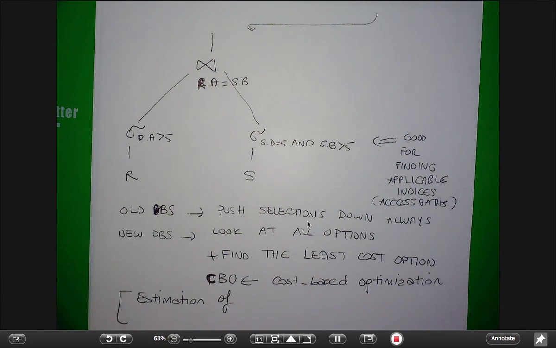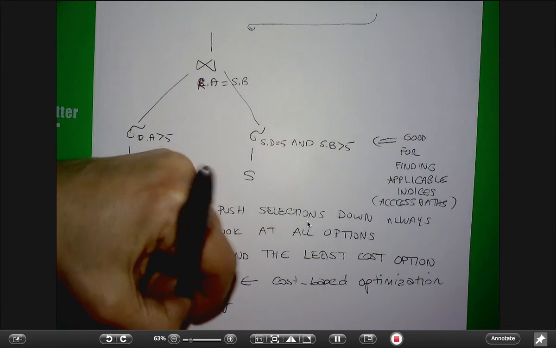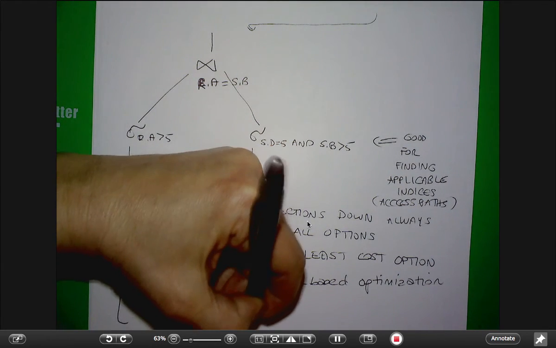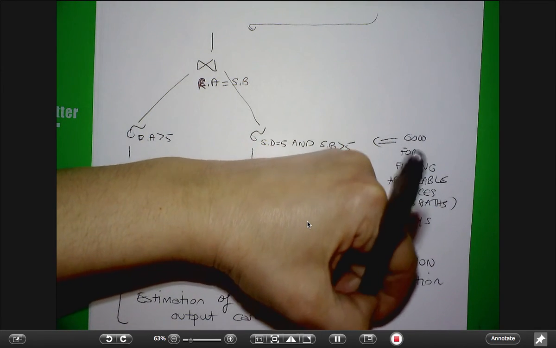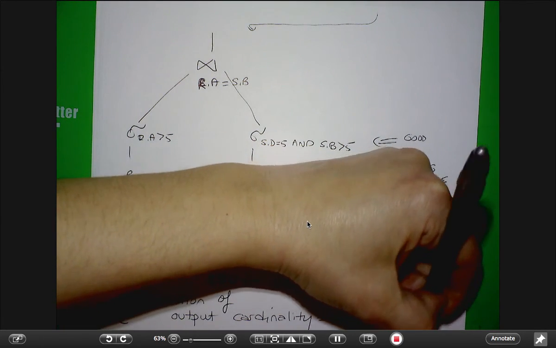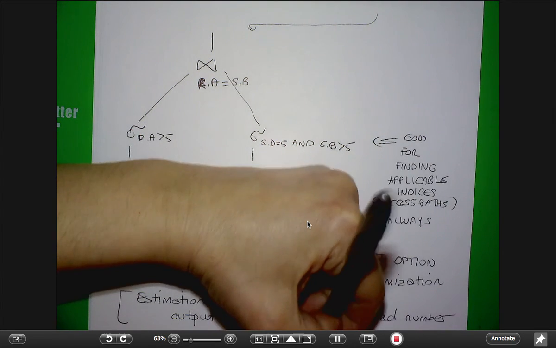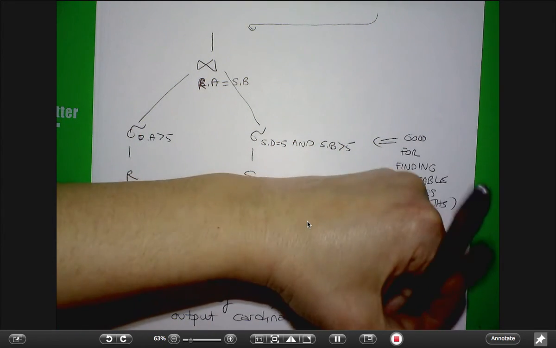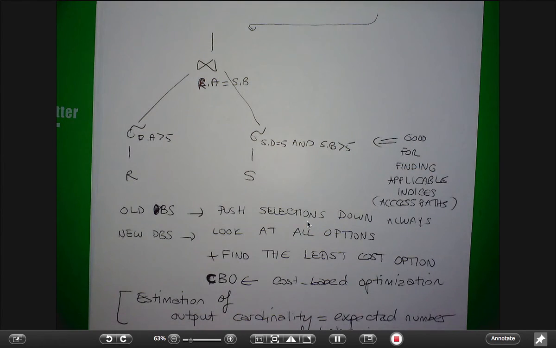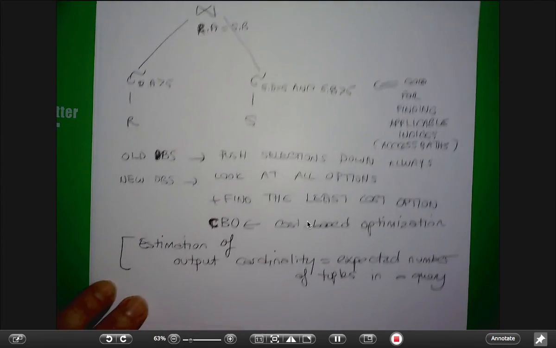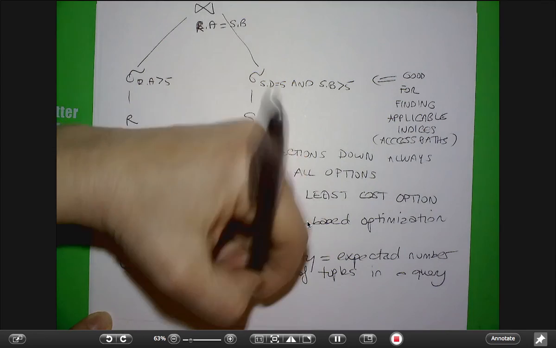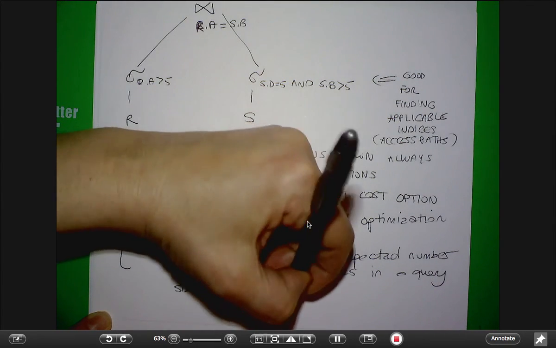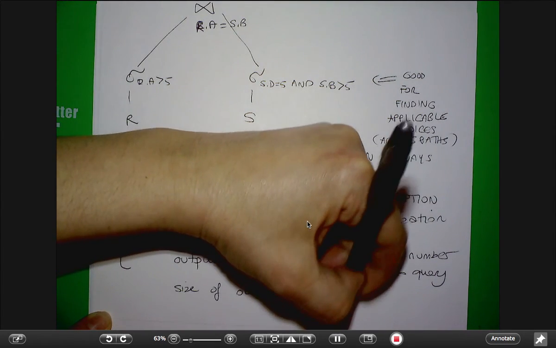of cardinality of outputs, meaning expected number of tuples in a query. And even though you know how many tuples there are, you also need to know how many disk pages it takes. So size of output, which is number of pages needed.